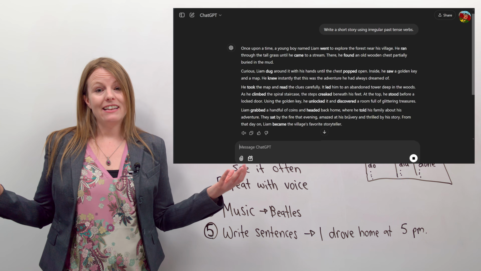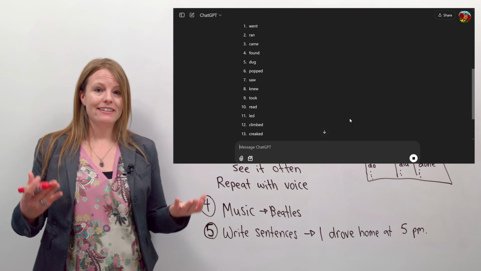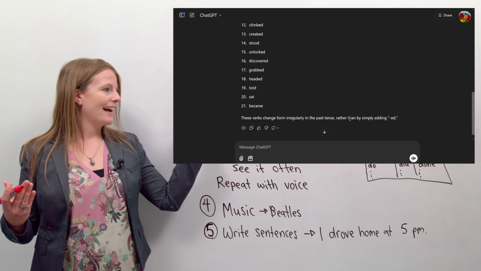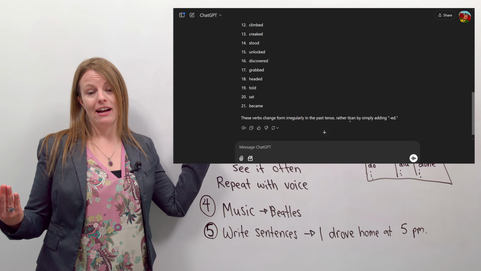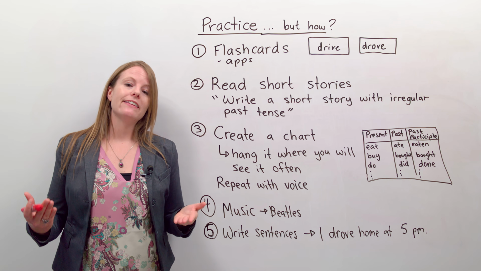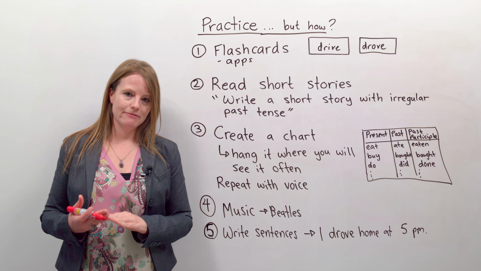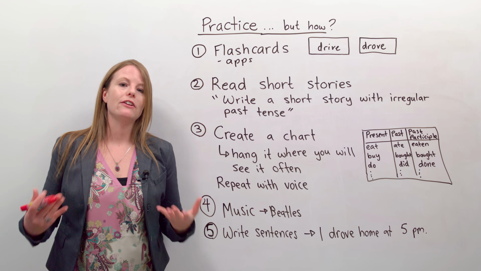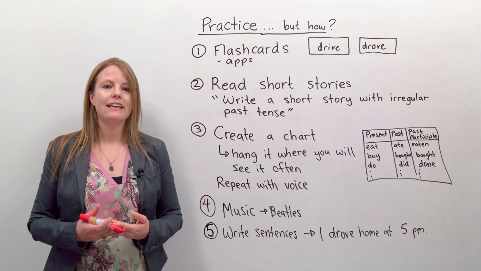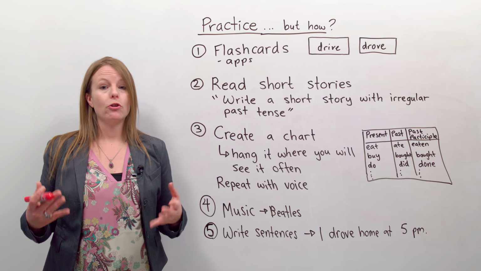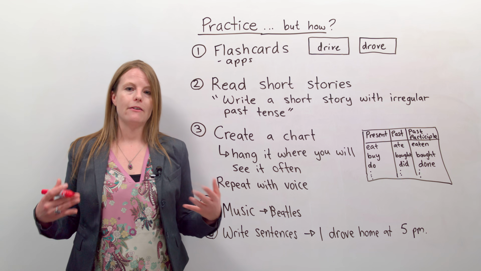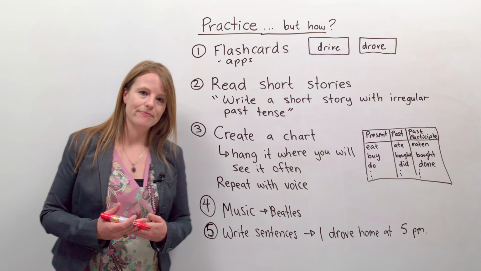So, I love doing this when I learn Chinese. I read Chinese stories all the time, and I ask ChatGPT to write me Chinese stories. You can do the same thing with irregular verbs. Ask AI to write you a short story using irregular English verbs in the past tense.